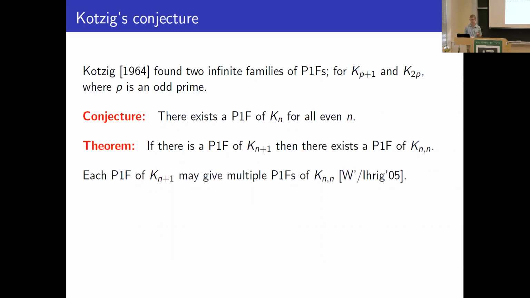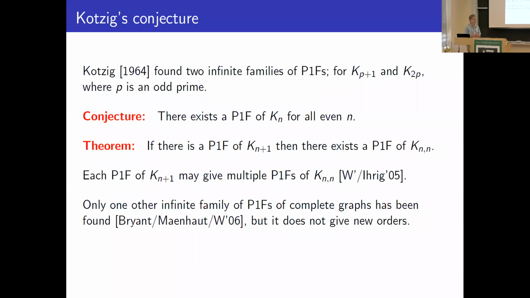How far have we got in terms of proving his conjecture? Well, basically nowhere. In all that time, we've found only one other infinite family of perfect 1-factorizations of complete graphs, and they didn't give us any new orders. They all are for orders prime plus 1, but they're non-isomorphic to the Kotzig family. And that's as far as we've got in terms of general constructions.